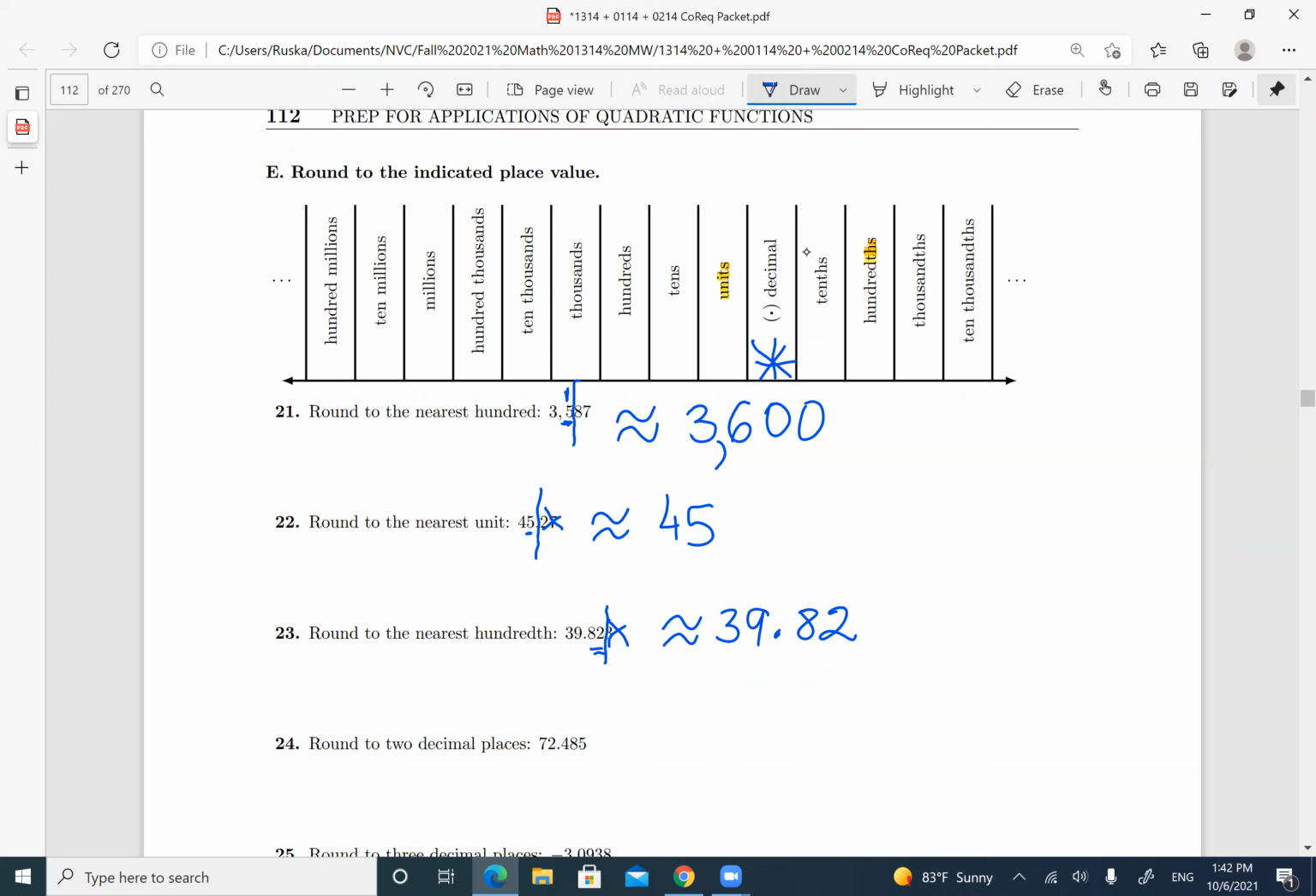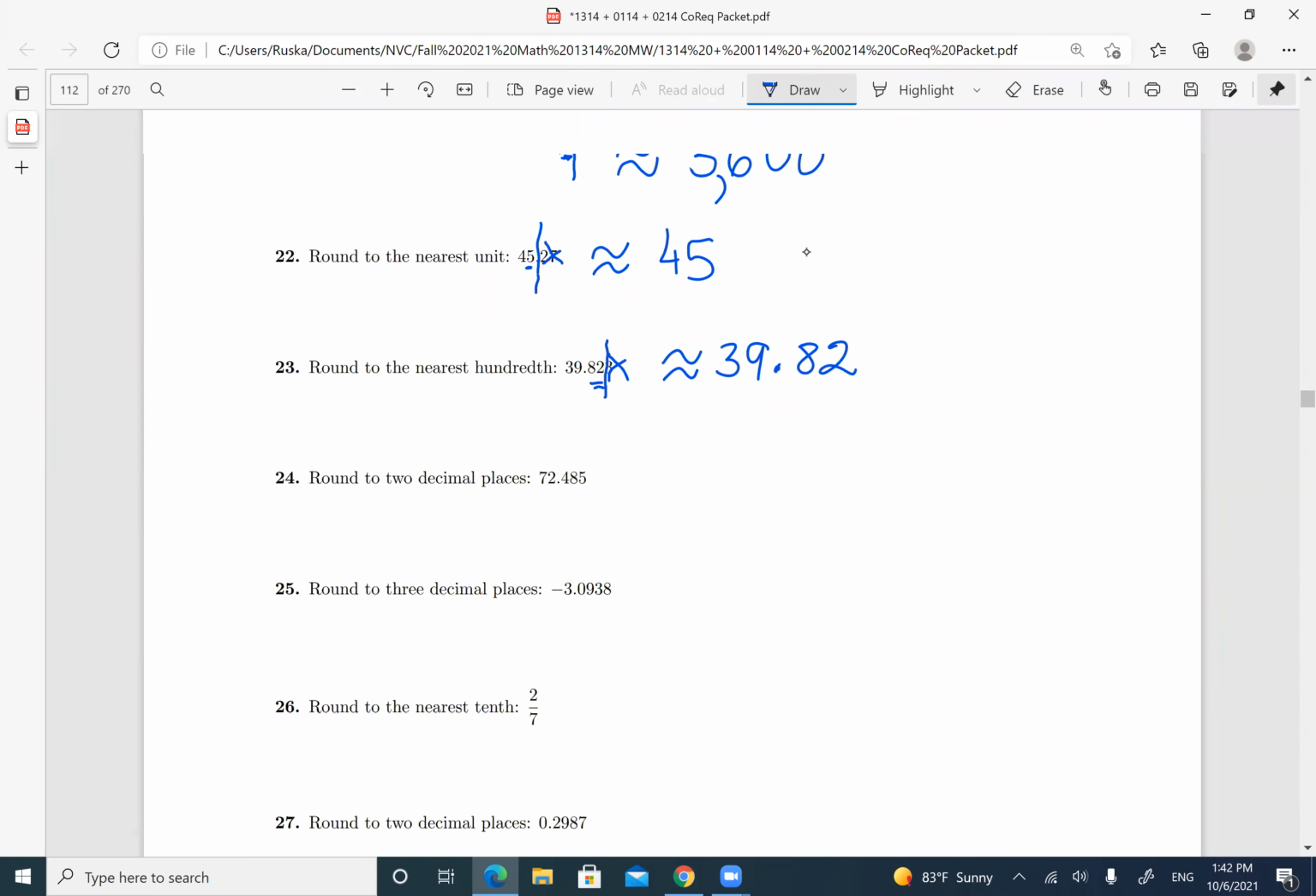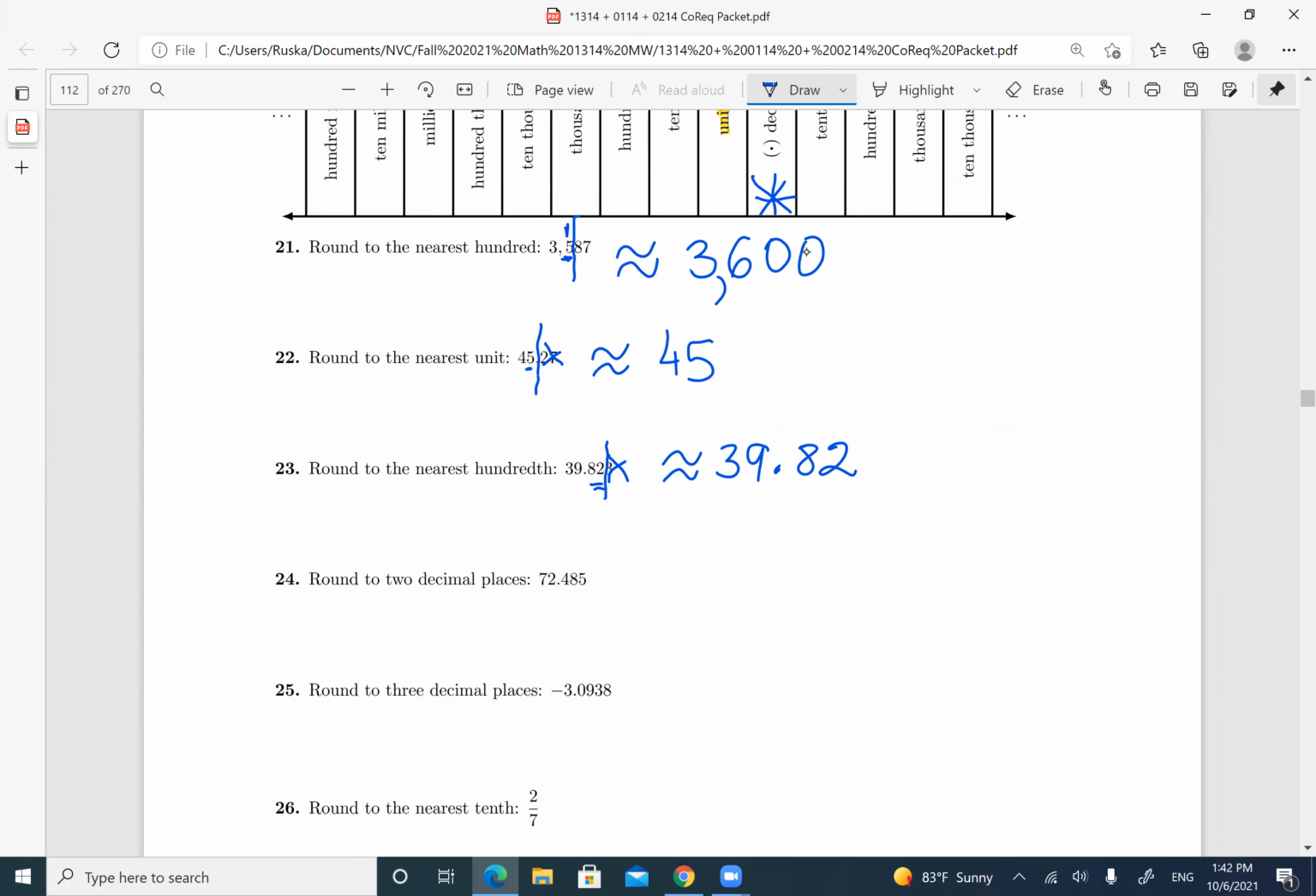Yes. Okay, let's finish those. There are 2-3 questions left. Okay, so the next one you have round to 2 decimal places. If they say it like this, that means after the decimal, 2 decimal places. So after that, the third one is 5. So I need to add 1 to the 8. So I'm going to round it to 72.49. Now the next one is round to 3 decimal places. The next number is 8, so I'm going to add 1 to the 3. Everything else stayed the same. 0.94. That's right.